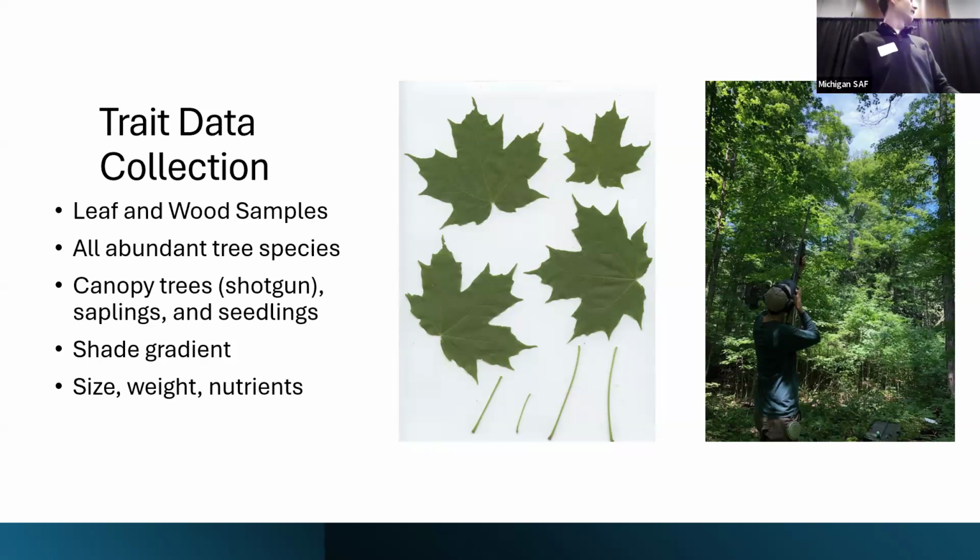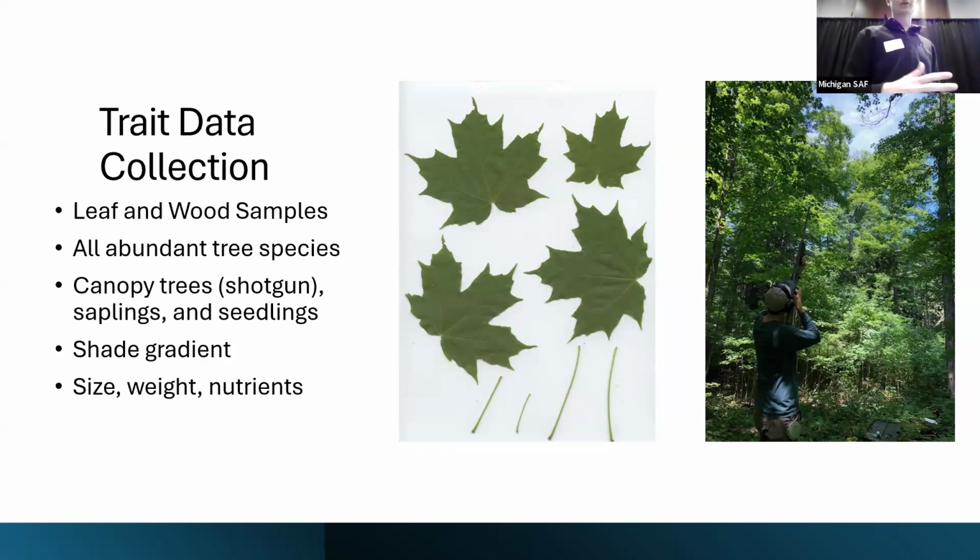So we sampled that along a shade gradient because the traits can change a lot by shade. So for example, sugar maple is fairly plastic in that sense, where leaves in the full sun are going to be woodier, they're going to be less nutritious potentially, versus leaves in the shade are going to be that kind of more flimsy, kind of lighter material. So we wanted to capture that shade gradient. We also captured size gradient, measuring different canopy tree sizes as well as seedlings and saplings.